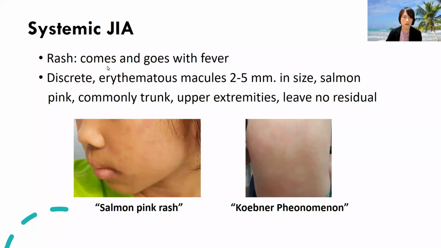If the patient has a rash, the rash usually comes and goes with the fever. It is a discrete erythematous macule and salmon pink in color. You can see this color, and it is commonly on the trunk and upper extremities. When the rash goes away, it leaves no residue. When you apply pressure on the skin, the rash will appear. It's called the Koebner phenomenon, and you can see it at this point.